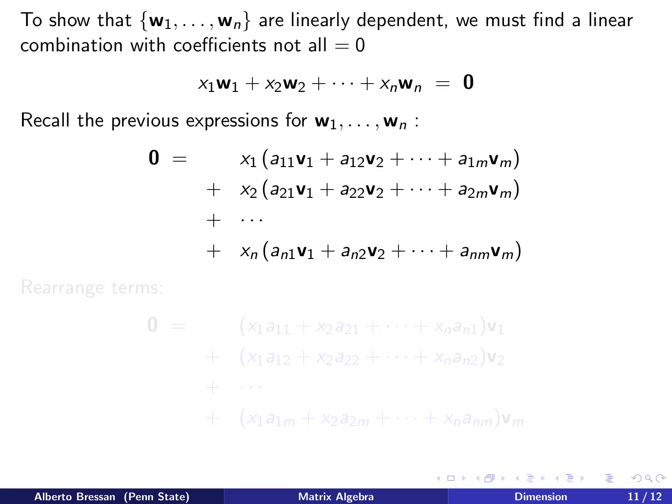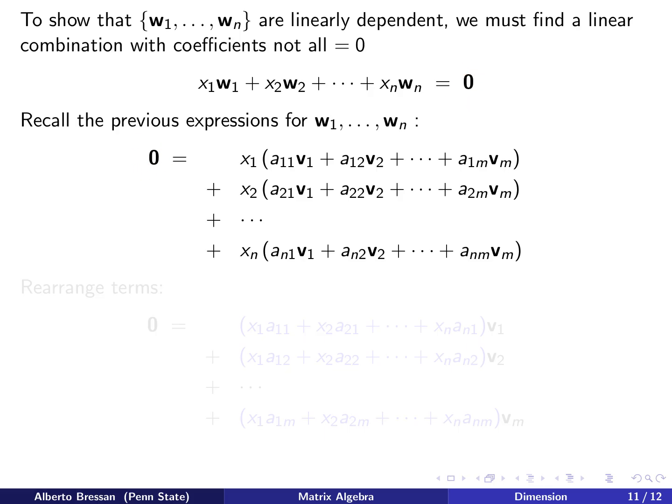Now, to show that the set W1 to Wn is linearly dependent, we must find a linear combination, some coefficients x1, x2 to xn, such that this linear combination equals 0, and all the coefficients x1, x2, and xn are not all 0. Okay, so let's look into the detail of this expression here. On the previous page, we have written expressions for W1 and W2 and Wn, and we're going to plug them in. Okay, so they should equal 0.